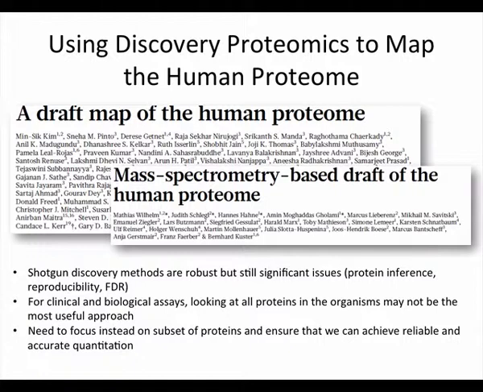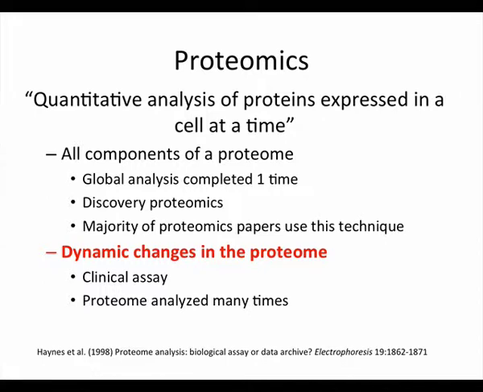This is looking at all the proteins in the organism, and if you want to know about 3, maybe this is not the best way to do it, right? So instead, we need to focus on a subset of proteins and ensure that we can achieve reliable quantitation of those proteins. So that's where we get to the second part of protein quantitation, looking at the dynamic changes in the proteome and focusing maybe instead on a couple of proteins and looking at them either many times or across many different conditions.